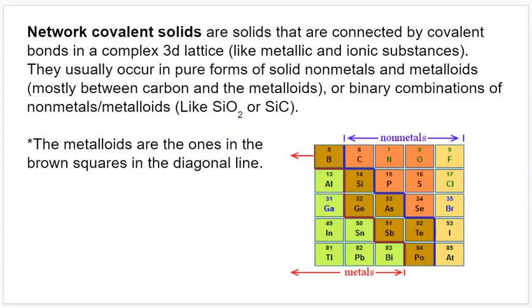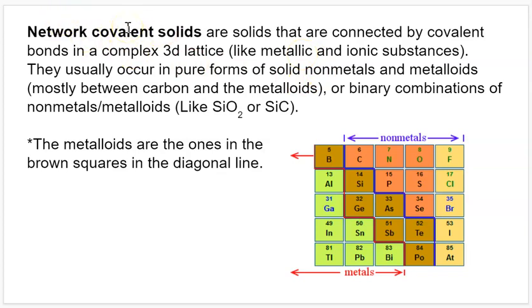So network covalent solids, which, like I said, we haven't talked about yet, are basically what they sound like. They are atoms that are covalently bonded to each other, so they're sharing electrons, they're overlapping their molecular orbitals, but now they're doing it in a network. They're not doing it in a molecule. They end up forming a complex 3D lattice, much like metallic or ionic substances, but these tend to only happen with certain elements.